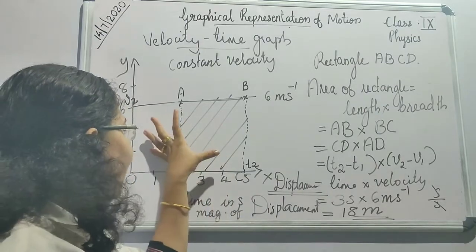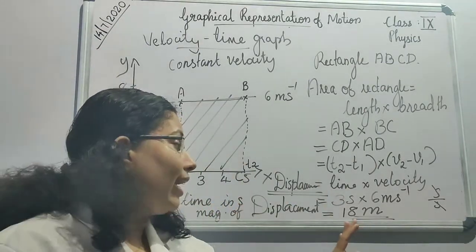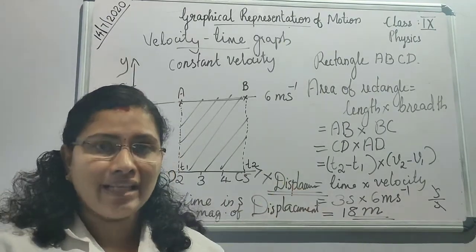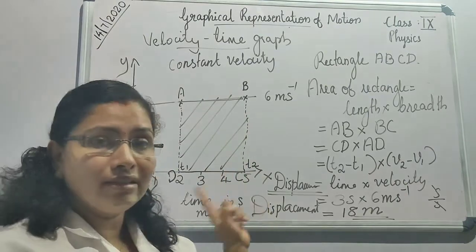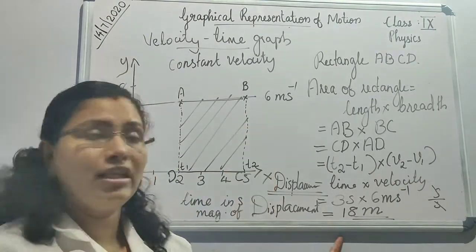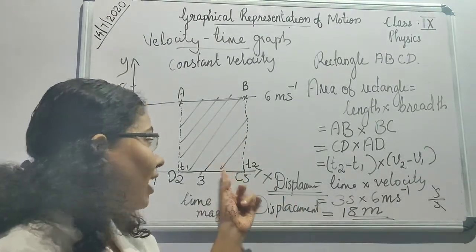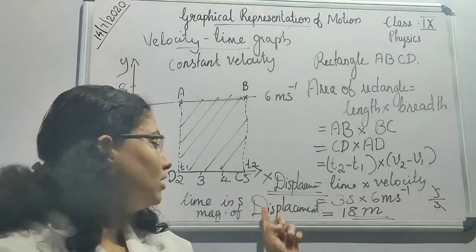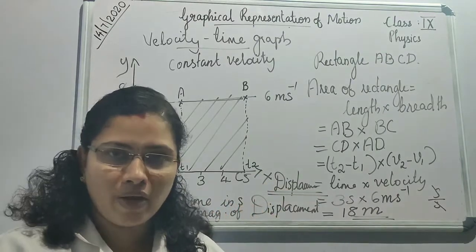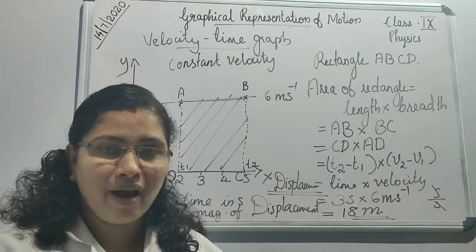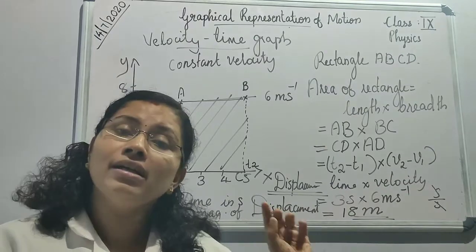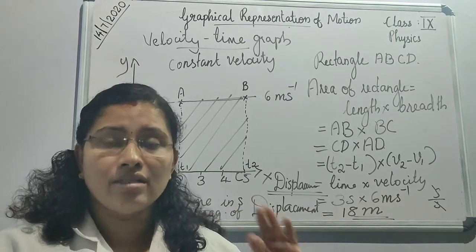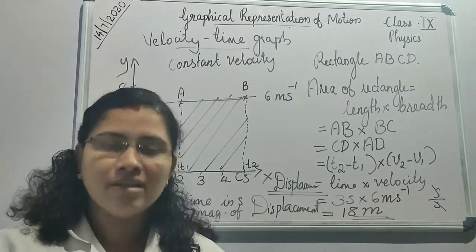So with this graph, we have calculated displacement. How have we calculated it? The area under this is the displacement. This is a rectangle, and the area under the rectangle will be the displacement. Hope you understood. So with the velocity time graph, we can calculate the magnitude of displacement by considering the area under the velocity time graph. Clear? Thank you.